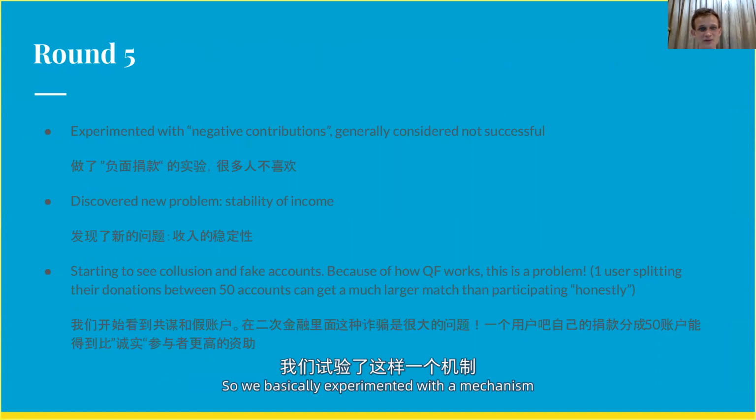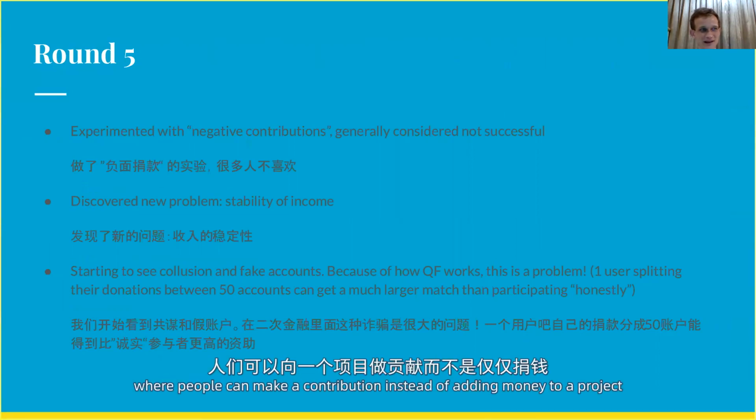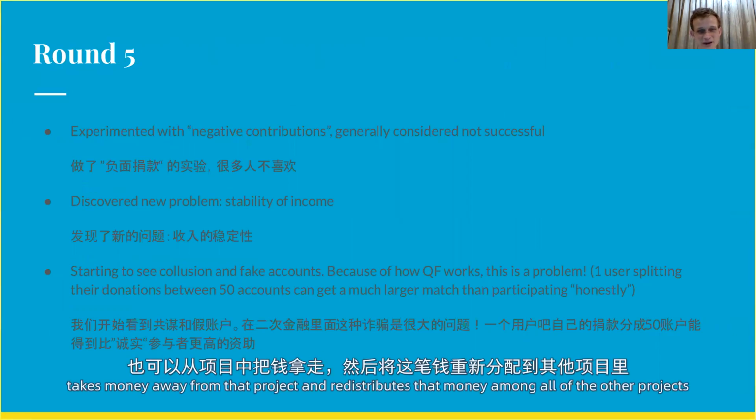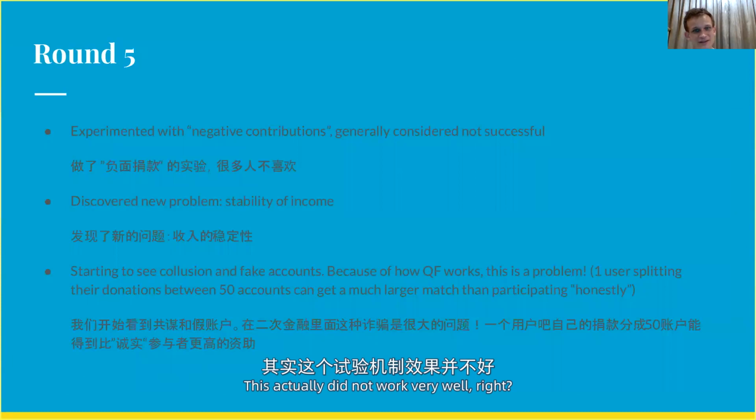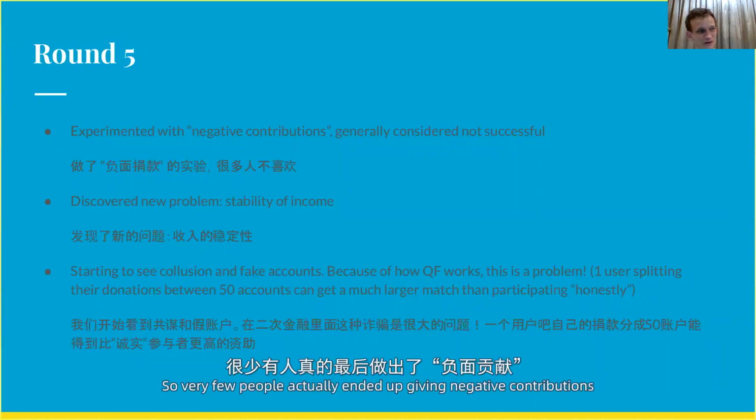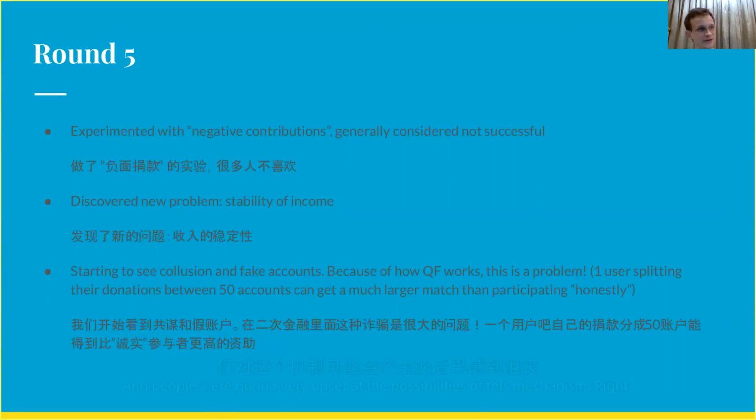So we basically experimented with a mechanism where people can make a kind of contribution that, instead of adding money to a project, takes money away from that project and redistributes that money among all of the other projects. This actually did not work very well, right? Very few people actually ended up giving negative contributions.